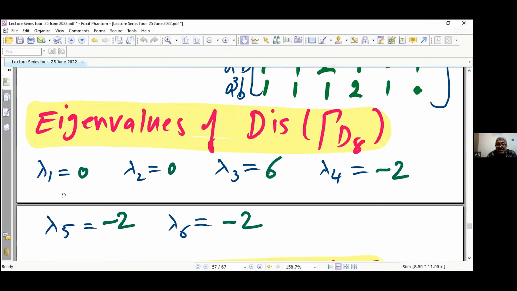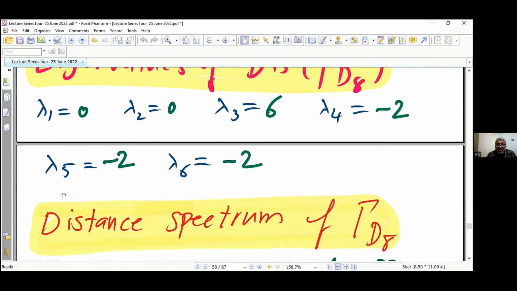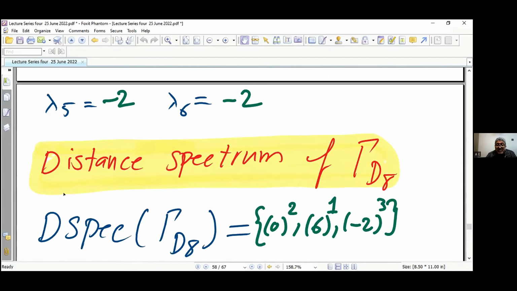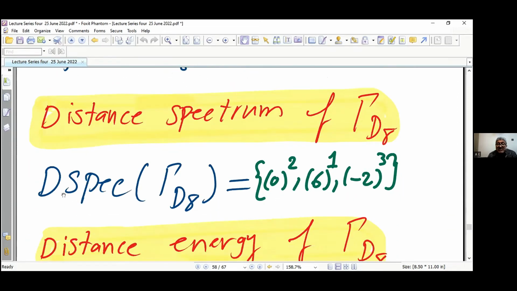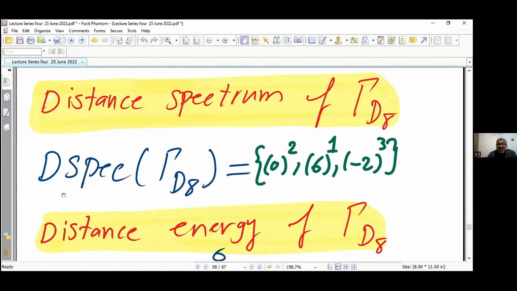Lambda 4, lambda 5, and also lambda 6 are -2. So we have 0 with multiplicity 2, 6 with multiplicity 1, and -2 with multiplicity 3. So this is the distance spectrum of the non-commuting graph of the dihedral group of order 8.